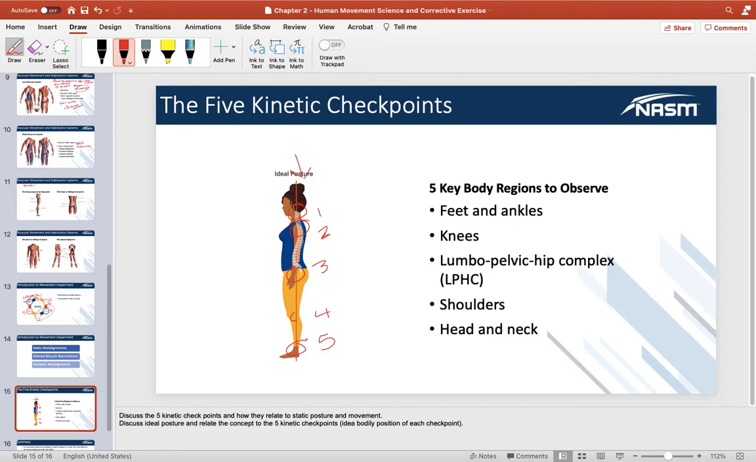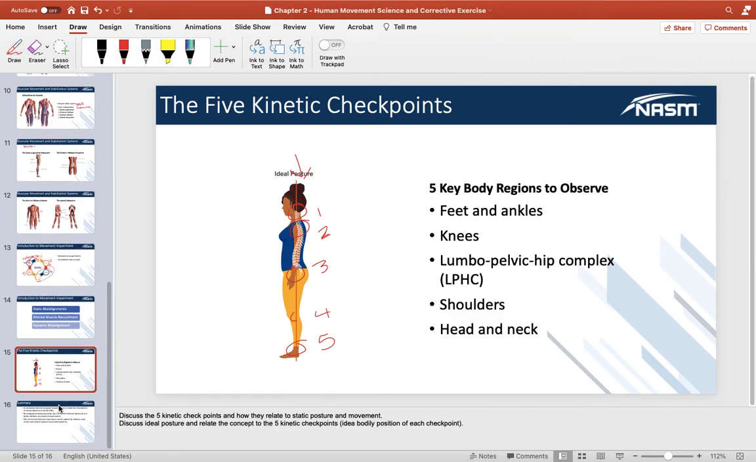All right, so those are the 5 key points. If we go from the floor up: ankle, slightly behind the knee, through the hip, either through the shoulder or slightly in front of it, and then right through the ear. Those are the checkpoints that we want to pay attention to, and we'll talk more about that with the assessment component as well.